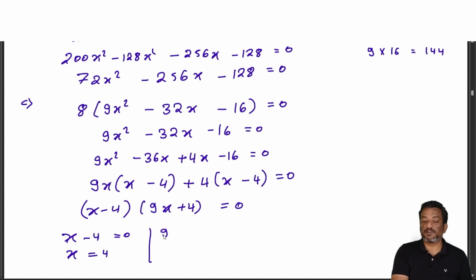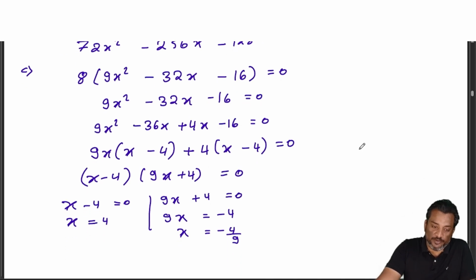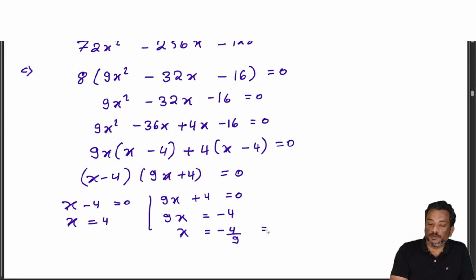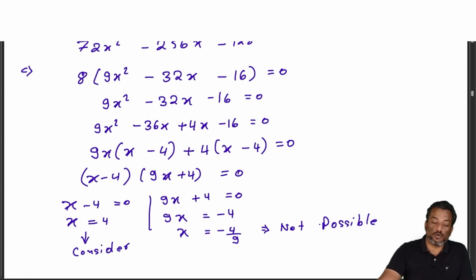Same way, take the second equation, 9x plus 4 is equal to 0. So 9x is minus 4, so x is equal to minus 4 over 9. Now here you are getting two values, one positive and one negative. Will the side of a square be possible in negative? No, so it is not possible. So the second one is not possible, and we can consider the first one, because here it is a positive length. Hope you understand this one.